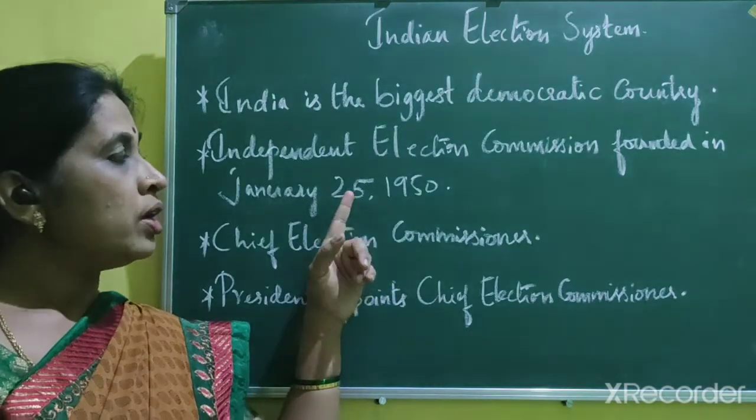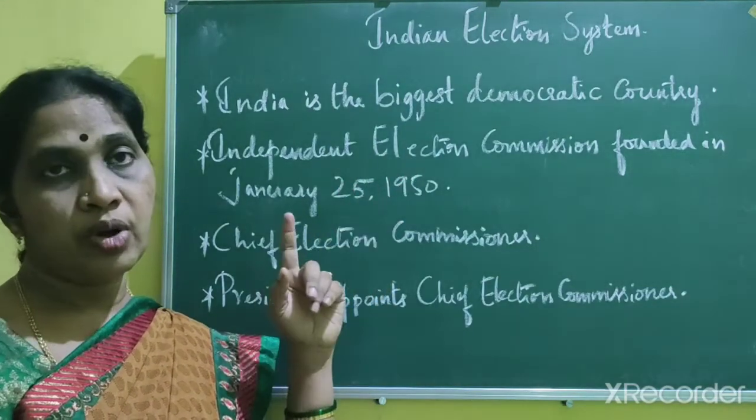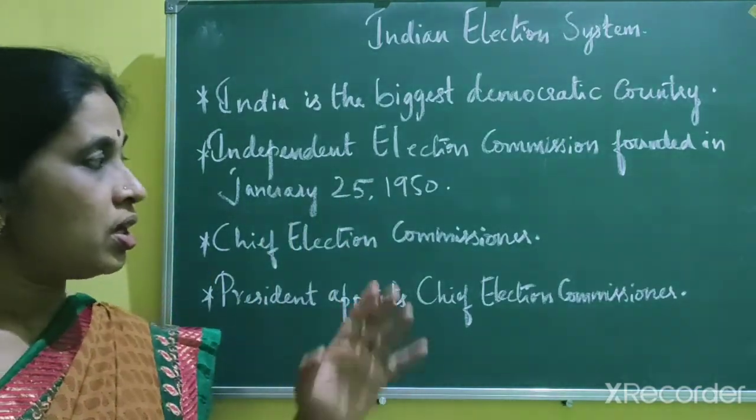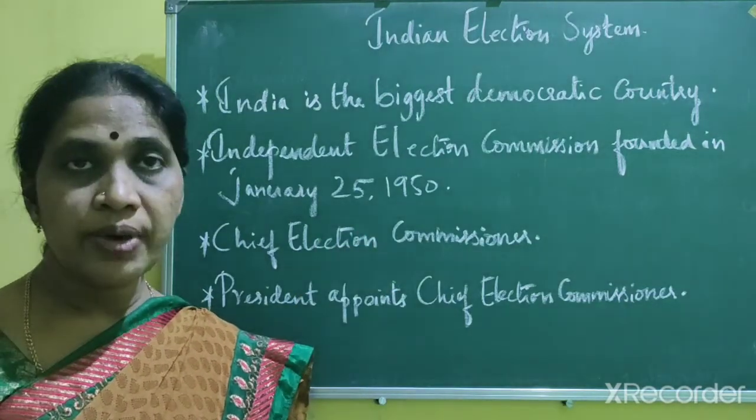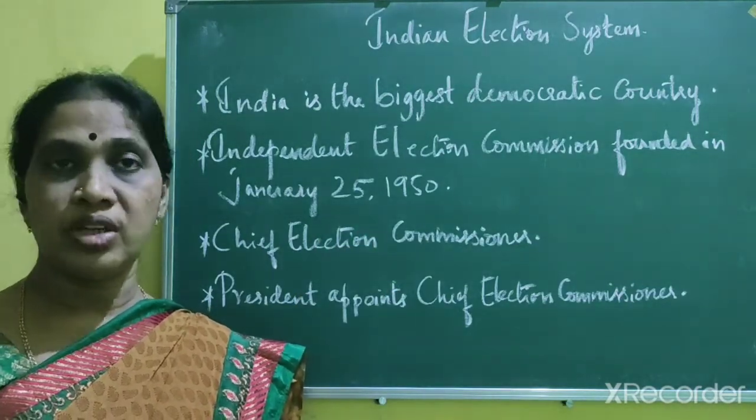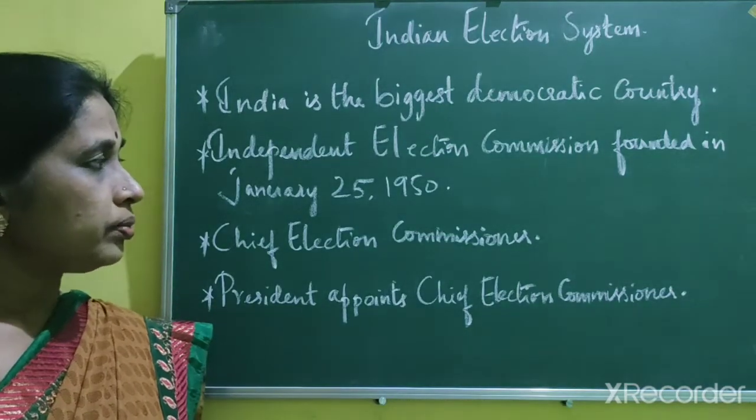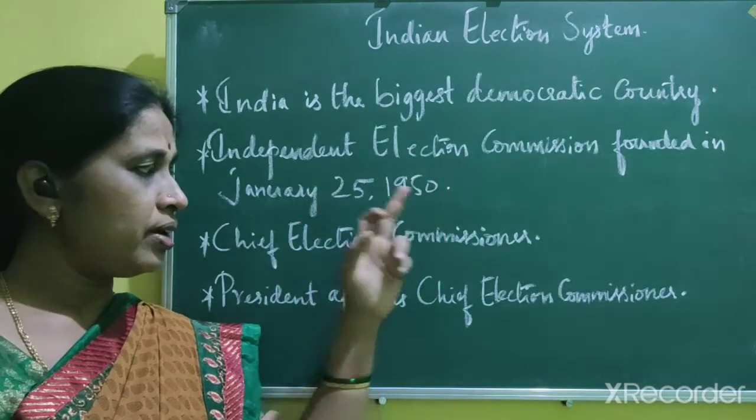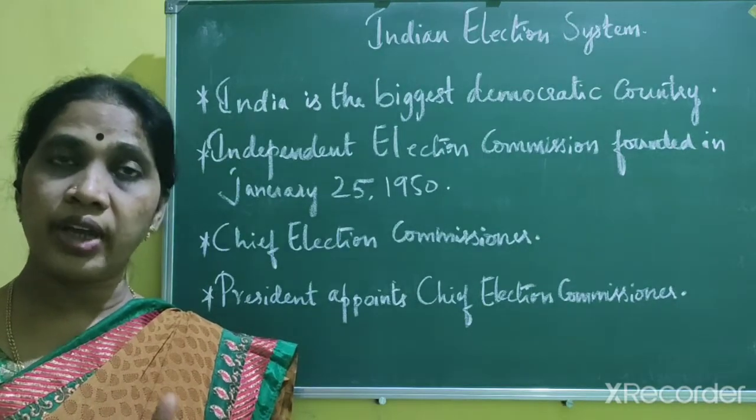This Election Commission is an autonomous body. It is an all-India institution, and it is not under the control of any political party or under the control of the ministry. It is completely independent. And this Indian Election Commission is headed by the Election Commissioner. So the Election Commissioner is the head.